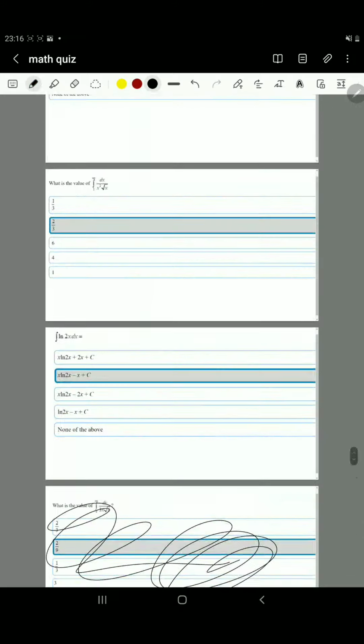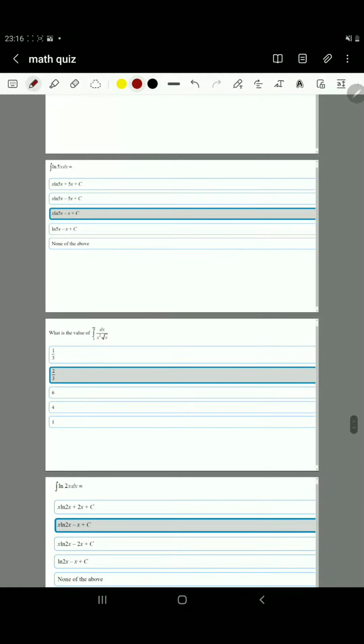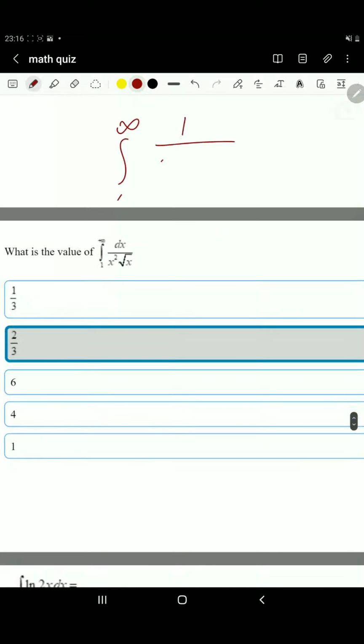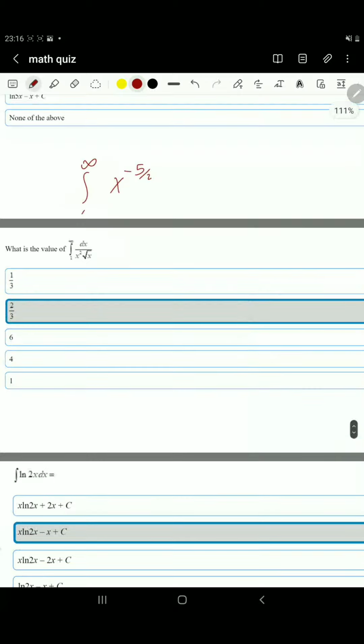So, what other easy questions do we have? Same exact concept. Integral from 1 to infinity, 1 over x squared, radical x. Radical x, meaning x to the power of half. 2 plus half, meaning 5 over 2. 1 over x to the power of 5 over 2 is x to the minus 5 over 2. Again, we're going to use this. You get x to the n plus 1 over n plus 1. n is minus 5 over 2. Minus 5 over 2 plus 1 is minus 3 over 2.